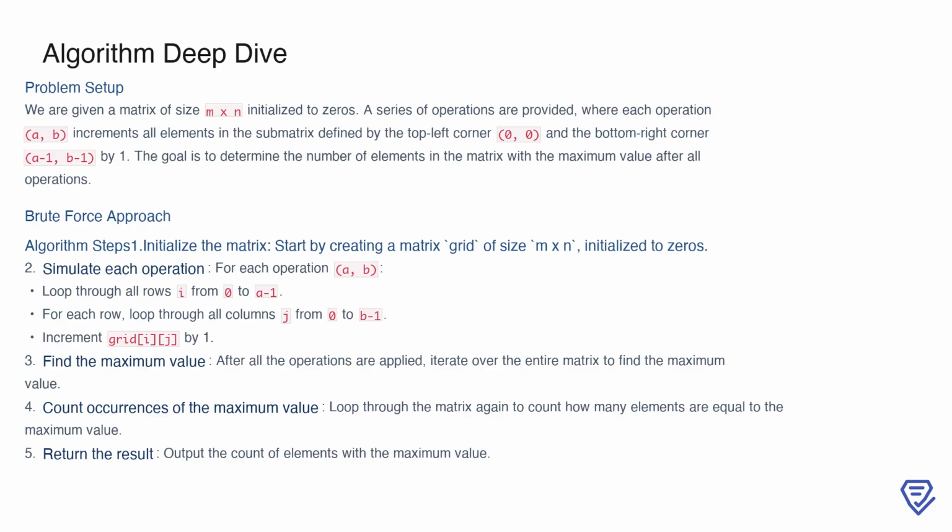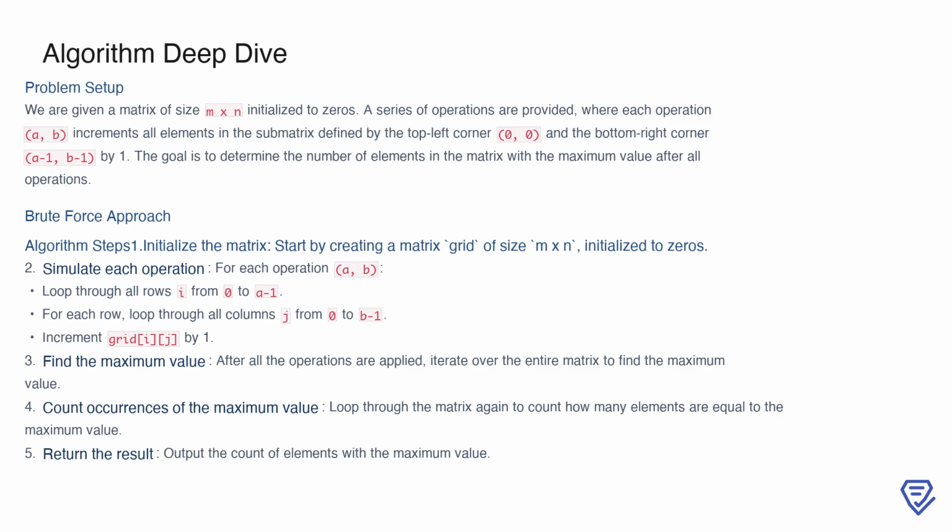One straightforward way to approach this is through a brute force method. We start by initializing the matrix, then simulate each operation by looping through the rows and columns of the specified submatrix, incrementing the values in those cells. Once all operations are complete, we iterate over the entire matrix to find the maximum value and count how many elements hold that value. Finally, we return this count as our result.